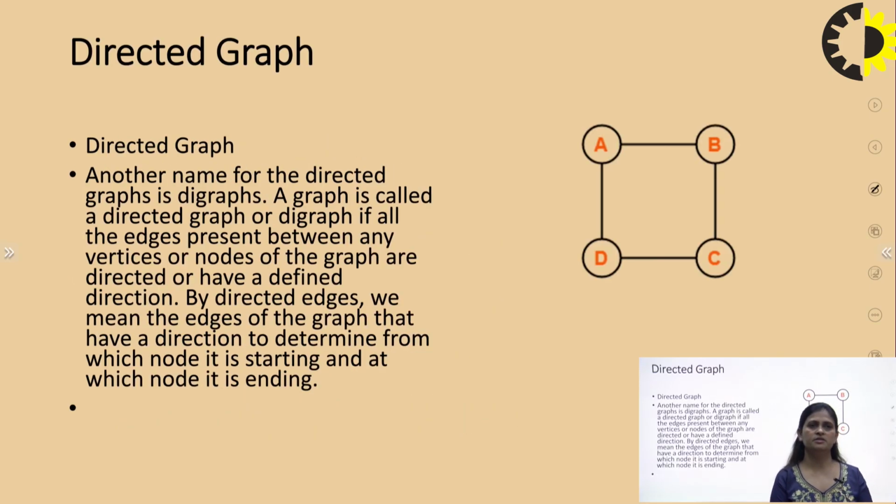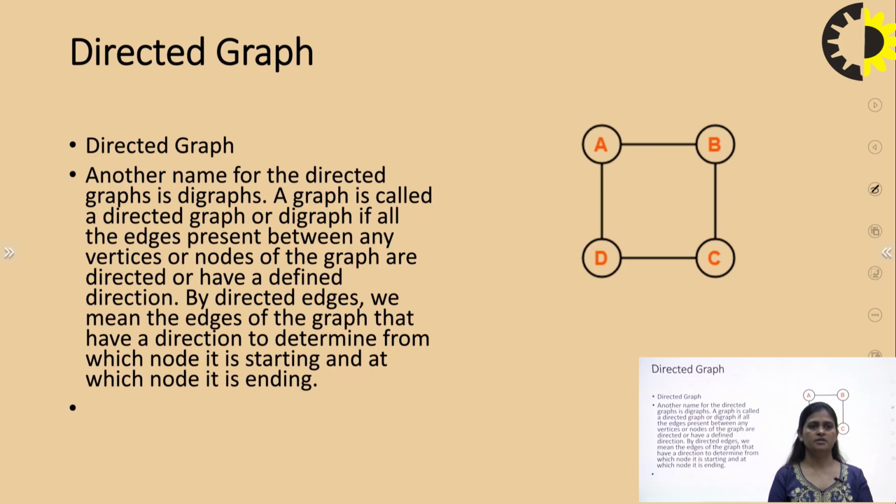Another example is the directed graph. Example of directed graph. First we discuss what we mean by a directed graph. Another name for the directed graph is a digraph.